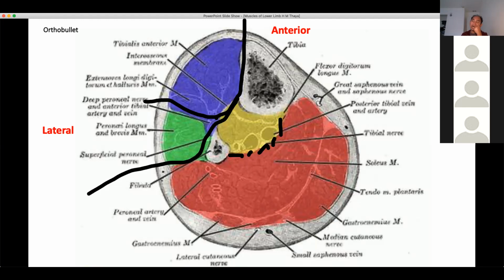What muscles are we going to see in the superficial group? Of course, those 2 big muscles which we saw: gastrocnemius, medial head, gastrocnemius, lateral head, and the soleus. Look at that, the gastrocnemius muscle. And look at the soleus. Soleus is a very big muscle here.